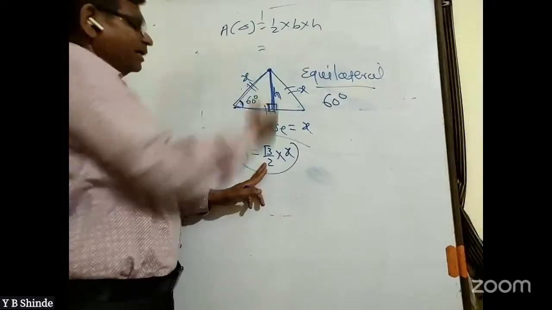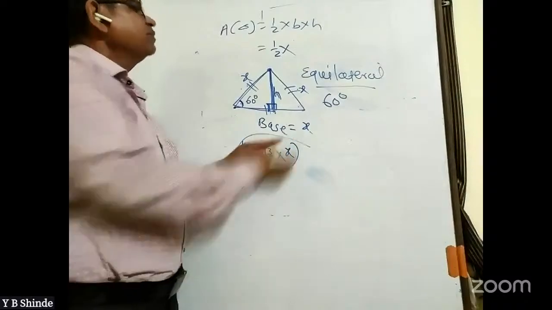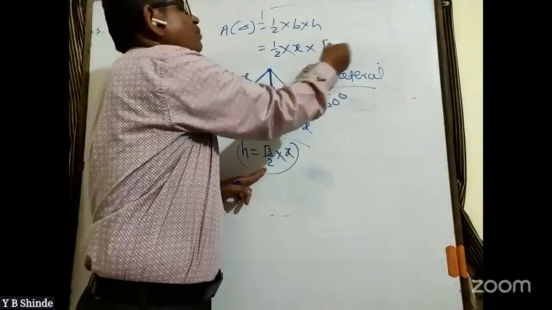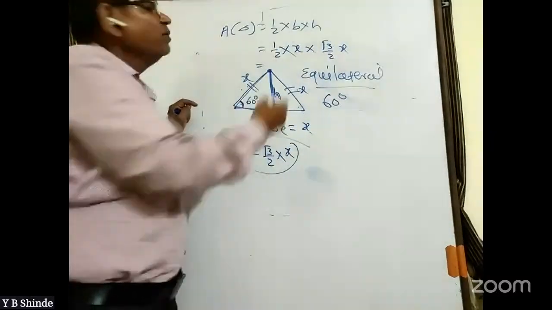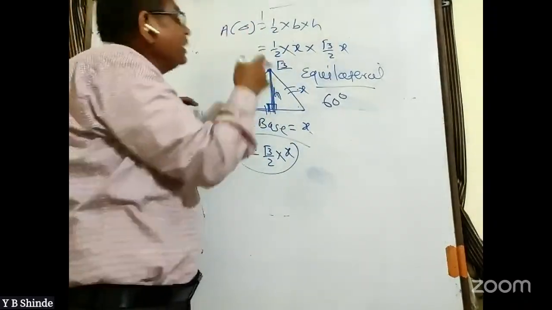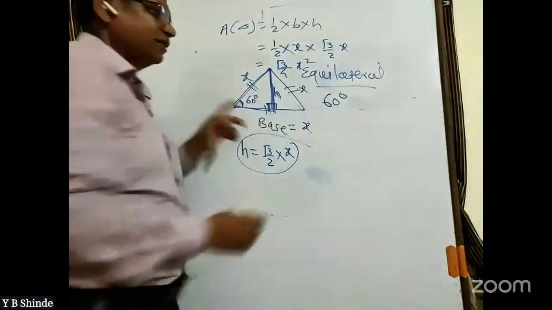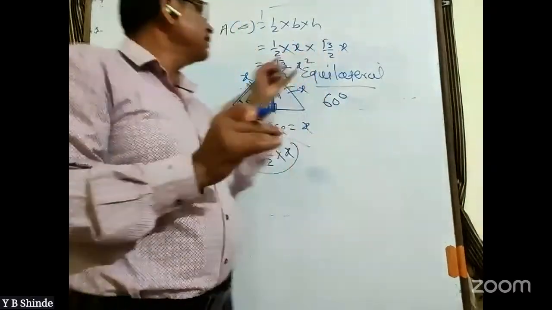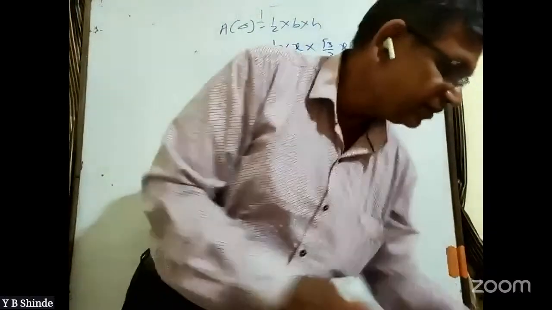So the area of the triangle will be 1 upon 2 into base, which is x, into root 3 by 2 x. So the equilateral triangle will have the formula root 3 by 4 into side square. This is the formula of an equilateral triangle. Area of equilateral triangle is root 3 by 4 into side square. This is the method of how to remember it.